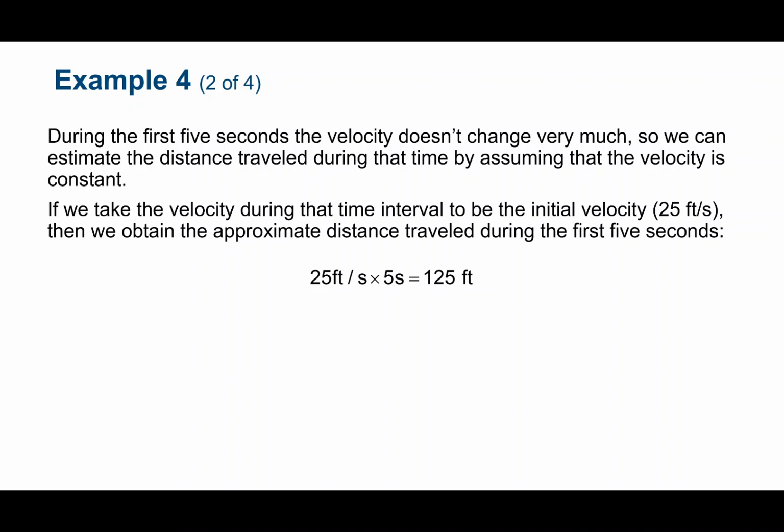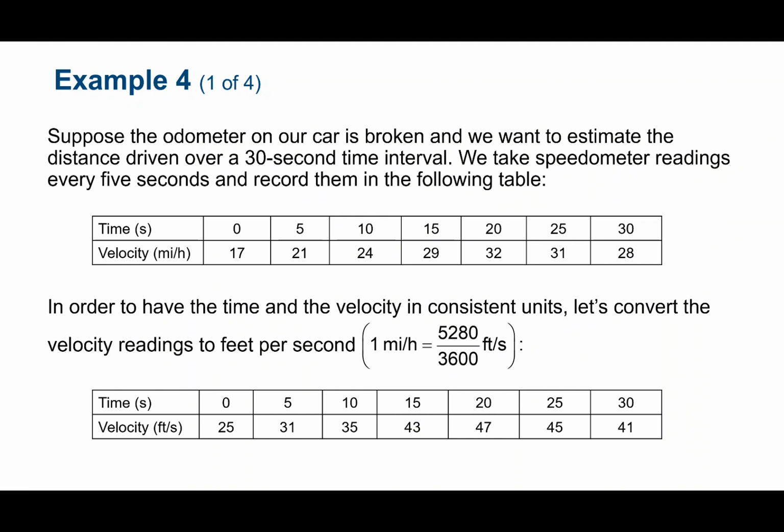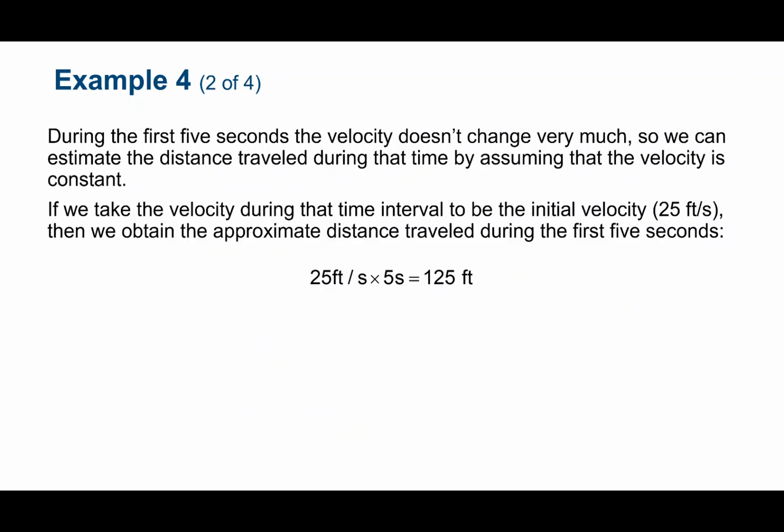So that first 5 seconds, let's go back to our table. Here we're estimating that between 0 and 5 seconds, we're going to go 25 feet per second. So if we do that, we can estimate our distance traveled, get 125 feet. So just 25 feet per second times 5 seconds in the interval, we estimate we went 125 feet in that 5 seconds.